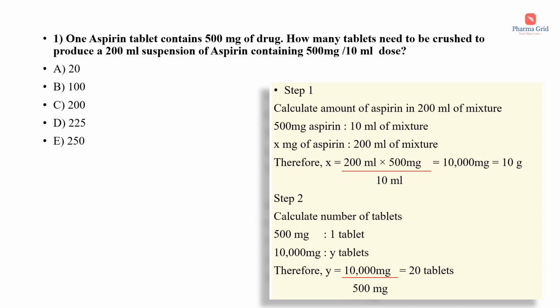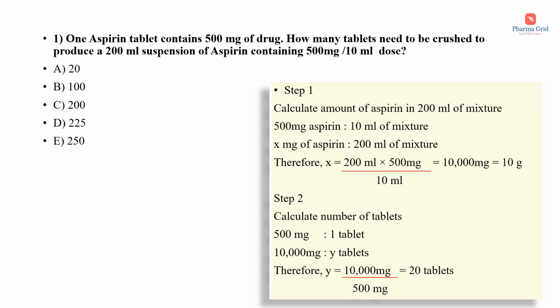Okay, so we need to prepare 200 ml of suspension of aspirin. What is the strength of that 200 ml suspension? It should be 500 milligram per 10 ml dose. Okay, so let's discuss the solution. Let's divide it as step 1 and step 2. So first one is step 1.